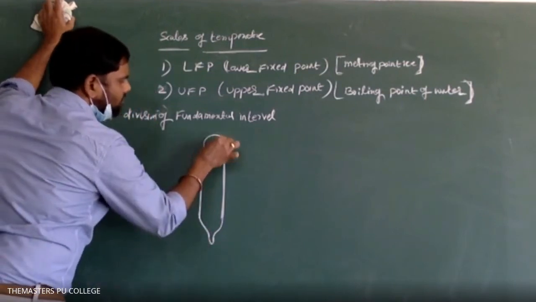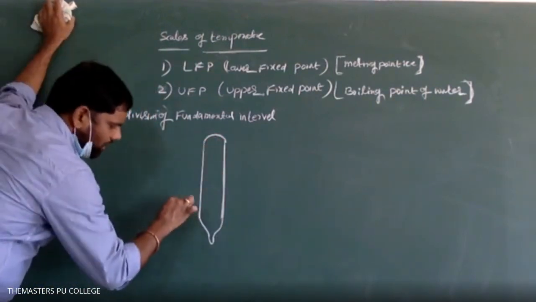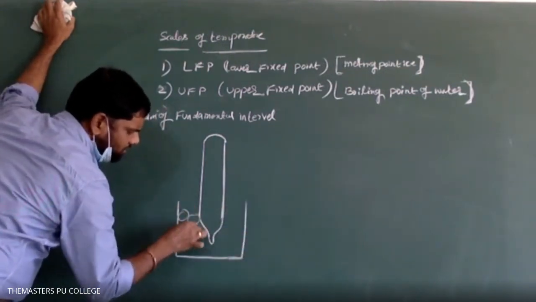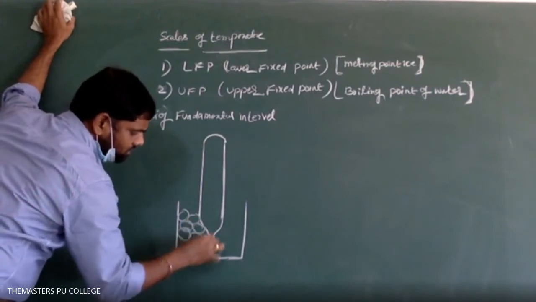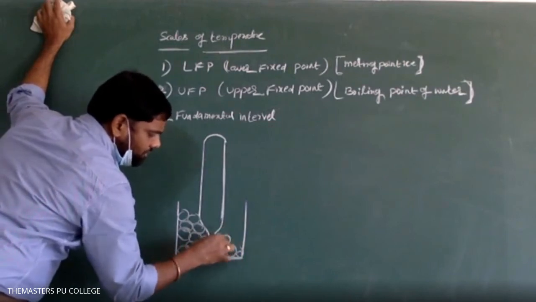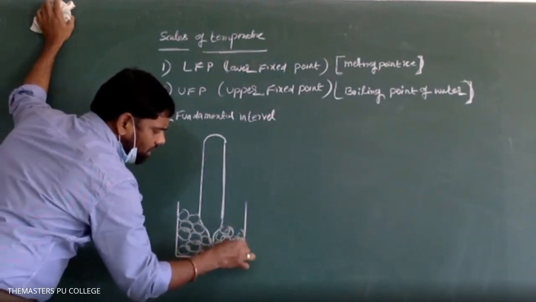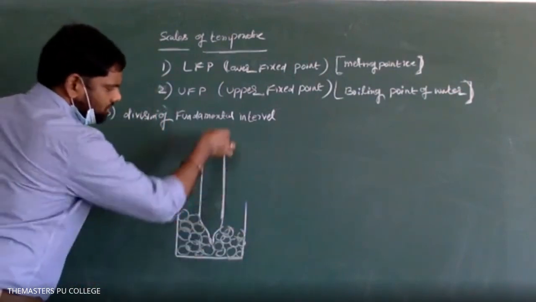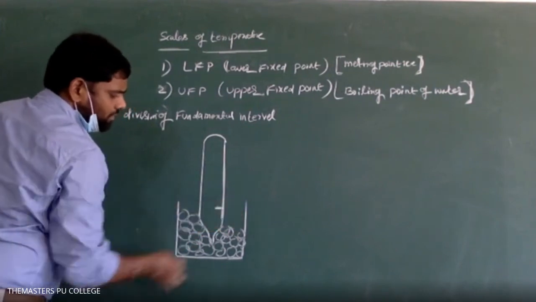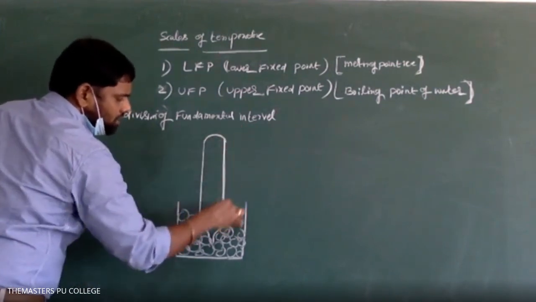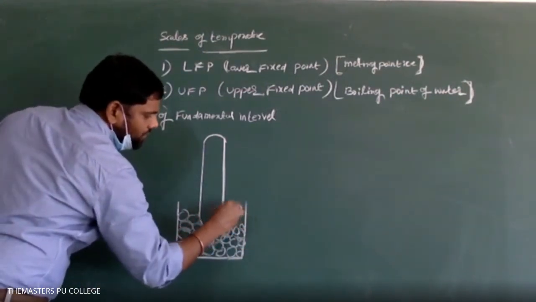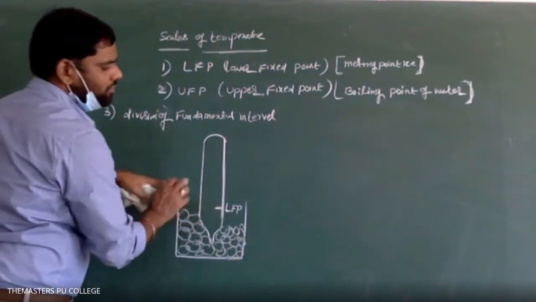So how to mark this LFP and UFP? If this thermometer is dipped in a beaker that consists of melting ice, then what will happen? The mercury level will be fixed somewhere. Here is the mercury when this thermometer is kept in the melting ice. So this is known as LFP. So successfully we have marked the lower fixing point.